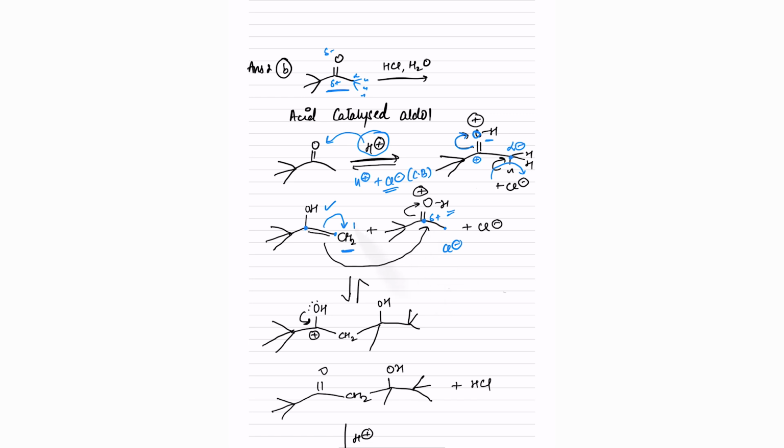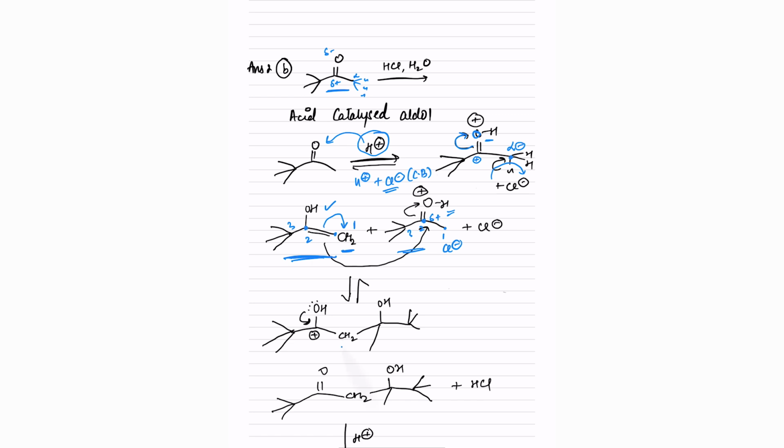Let's mark this carbon as carbon 1, carbon 2 and carbon 3. Mark this also carbon 1, 2 and 3. So carbon 1 in this species will attack carbon 2, which is the carbonyl carbon of the other protonated ketone. So how will it look?